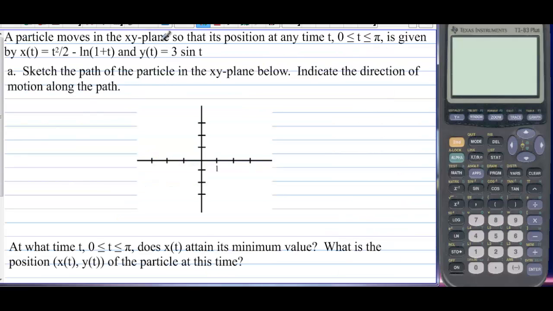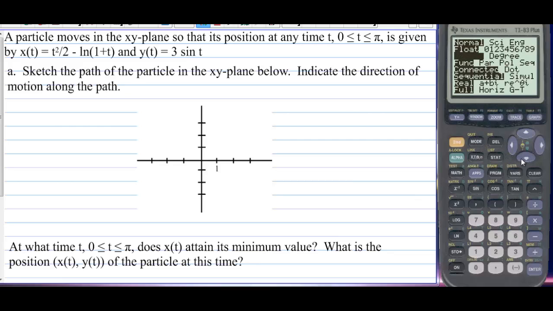A particle moves in the xy plane so that its position at any time t from 0 to pi is given by this function, and y of t is 3 sine t. Sketch the path of the particle in the xy plane below. Indicate the direction of motion along the path. Let's do that on the calculator. I need to put my calculator into parametric mode.